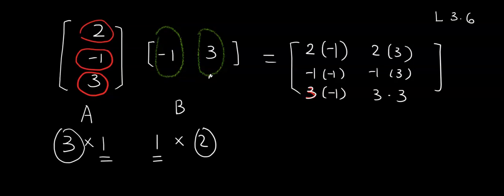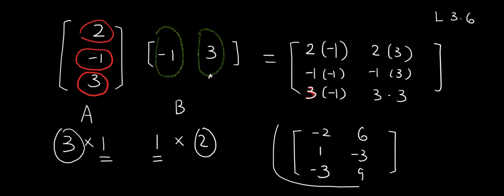Okay? Alright, I'm going to do some quiet calculation here. So I have negative 2, 6, and positive 1, and negative 3, and negative 3, and 9. Okay, is that what you also got? Good, good. And that is the solution for this question.